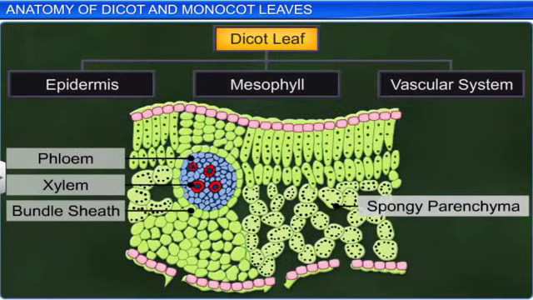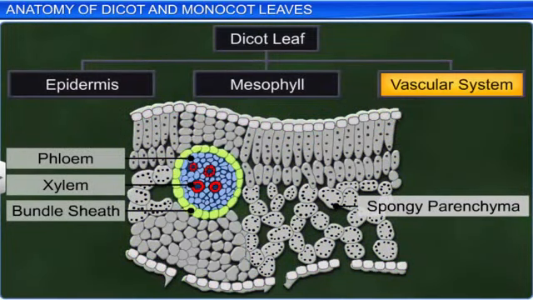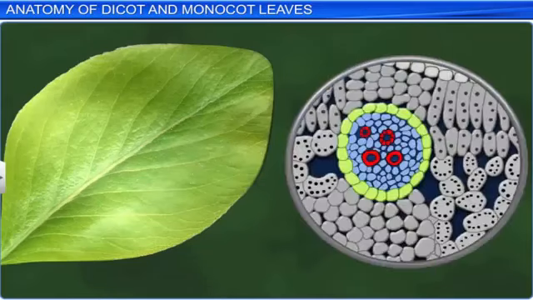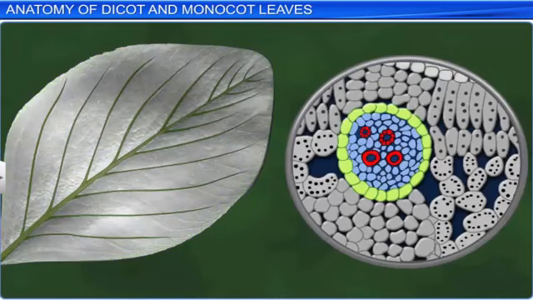The third part of a dicot leaf is the vascular system comprising vascular bundles. When observed under a microscope, vascular bundles can be seen in the veins and the midrib of the leaf. The size of the vascular bundles depends on the size of the vein.